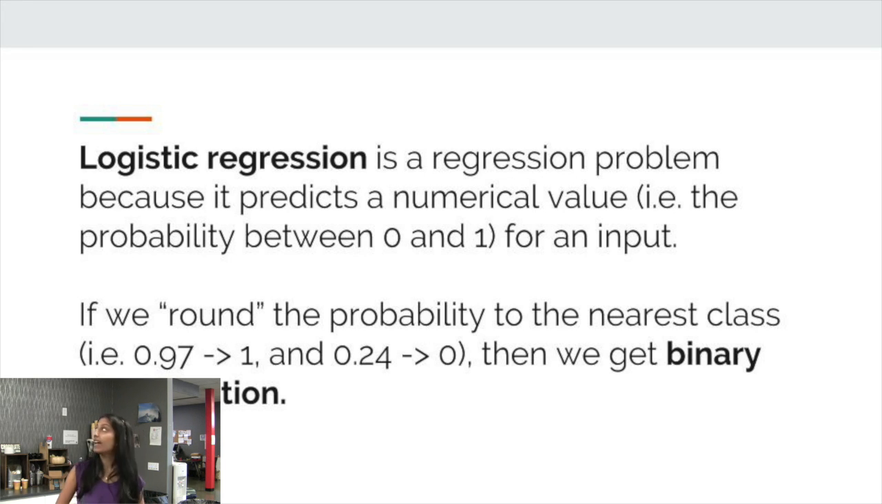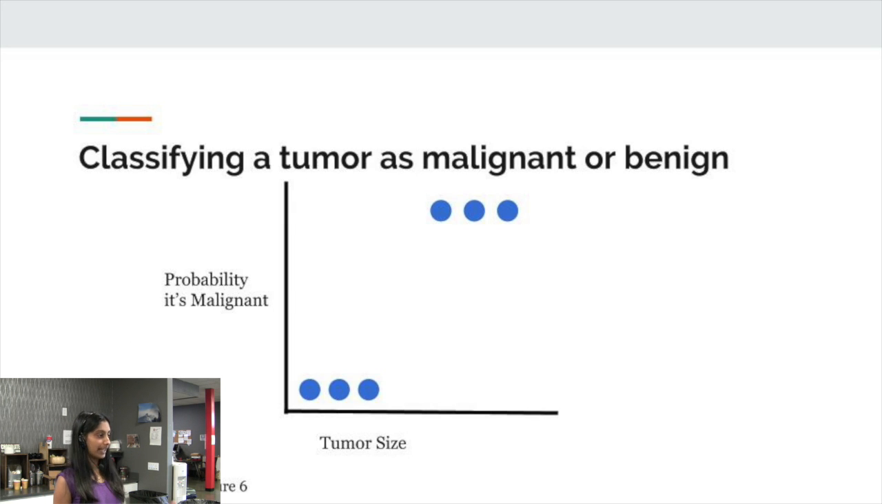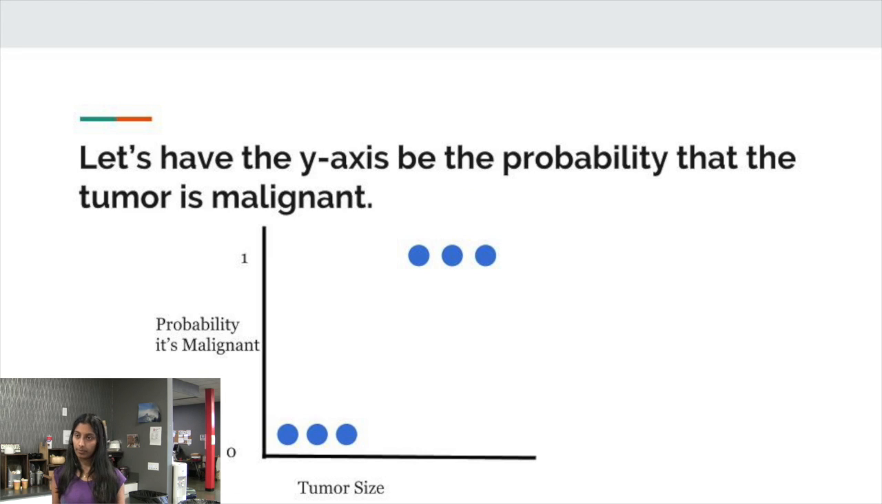So suppose that you have a picture of a cancer tumor and you want to classify it as malignant or benign. Malignant means that it's cancerous, and benign means it's fine. So this is a 0-1 problem. Either it's harmful or it's not harmful. So suppose you have this graph. This is the data that you already know. We're going to apply logistic regression to this problem. So let the y-axis be the probability that the tumor is malignant.